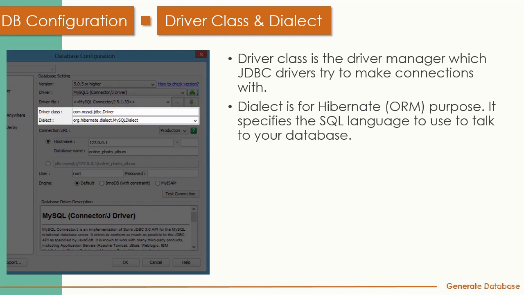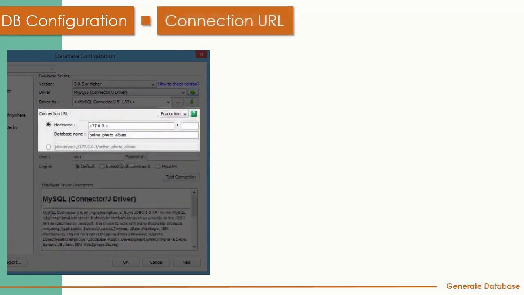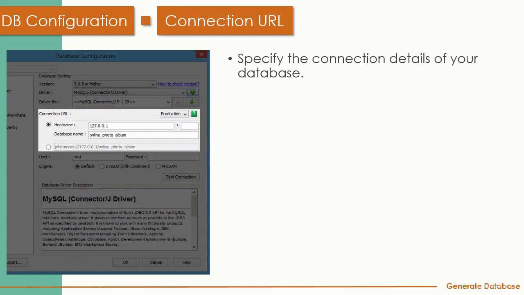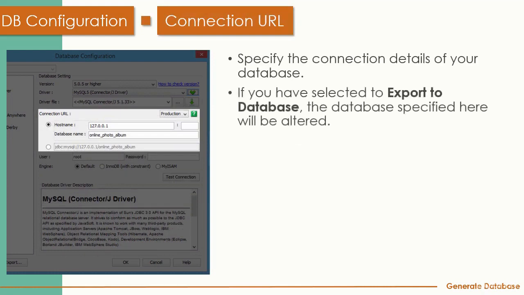So you define different dialects. Of course, we suggest you keep using the default one first until you understand what you are doing. And then the connection URL, you specify the connection details to your database. This connection information is only useful if you select export to database.